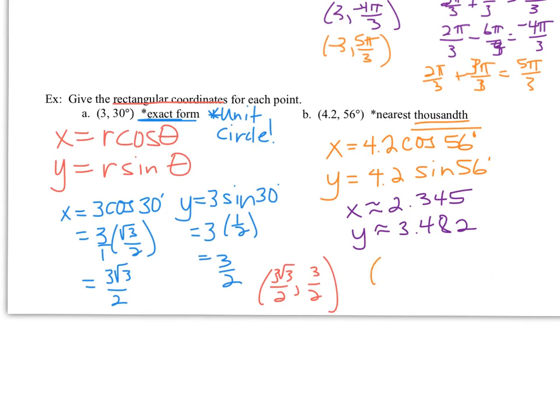To write that out then takes a little bit more time with all that decimal work. 2.345, comma, 3.482. That's all you do to convert from polar back to rectangular.